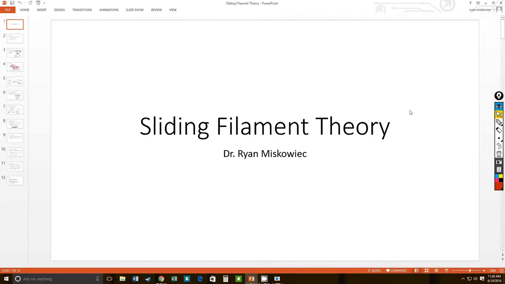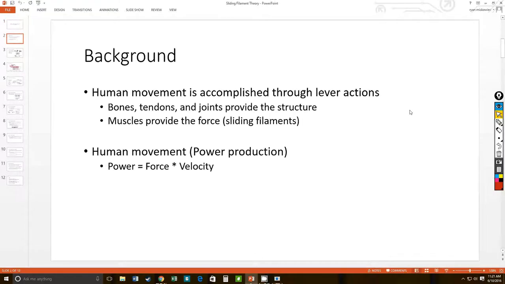All right, so here we have the sliding filament theory. What this does is it describes how muscles actually produce force. Okay, so we'll get into it. We'll talk about it, and then at the end of my explanation, I've found a nice little animation that'll hopefully kind of bring together and summarize the topic.